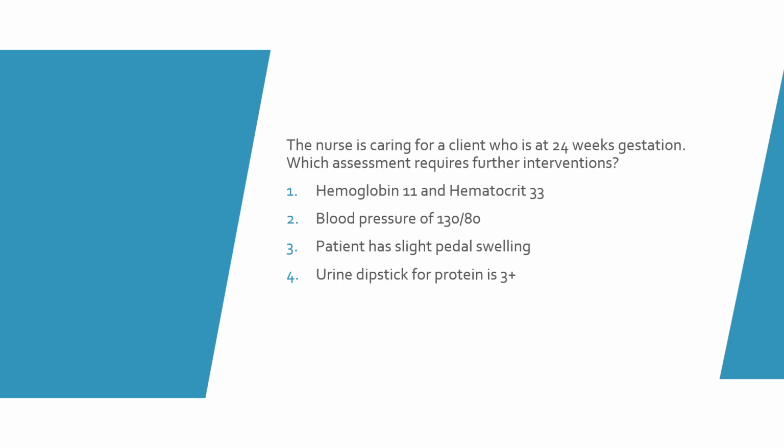Number 4. Urine dipstick for protein is 3+. A protein level of 3+ is related to pre-eclampsia, and this does require further intervention. So number 4 is our answer. It is the only assessment that requires intervention.